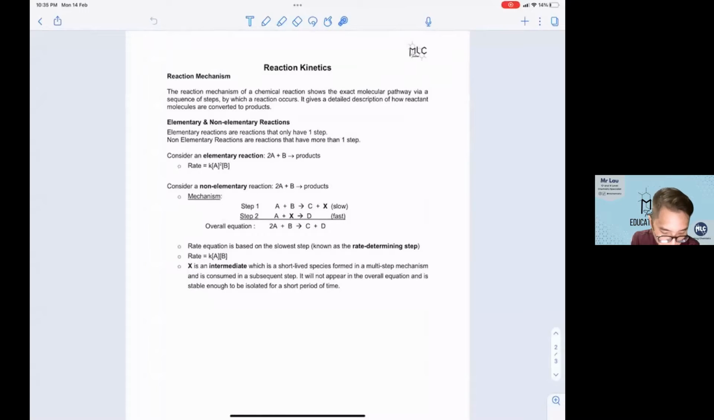We could either have an elementary reaction, meaning a single step. Elementary means it's a single step. Or it could be non-elementary. If it's non-elementary, it will be multiple steps. Non-elementary means multiple steps.